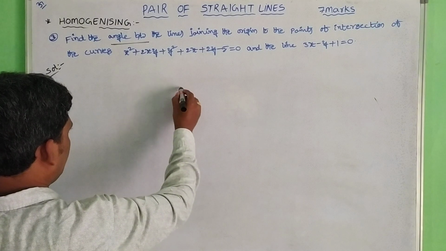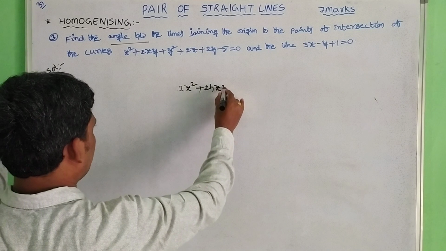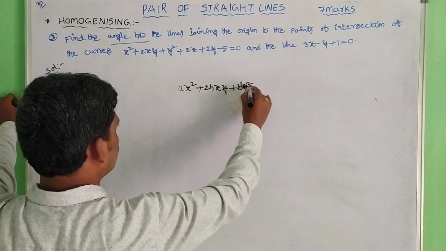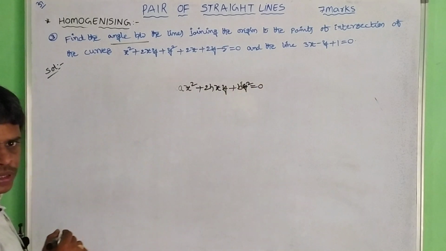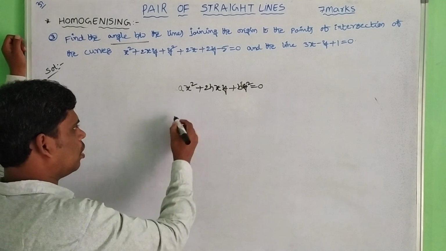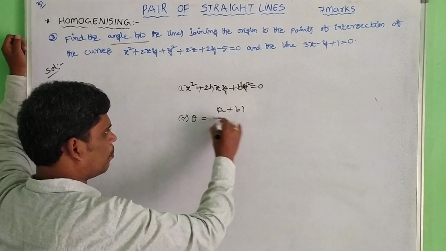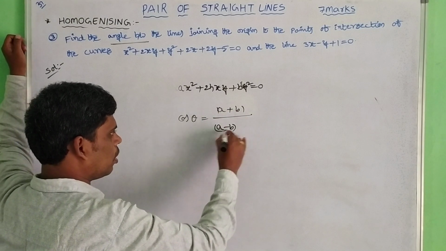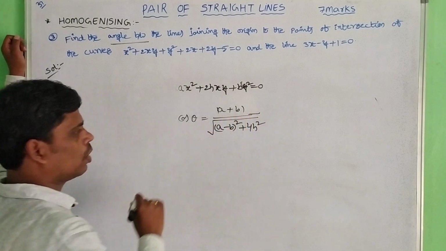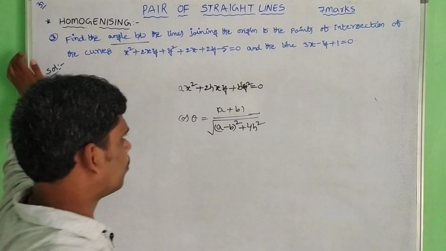What is the formula for the angle between a pair of lines? ax square plus 2hxy plus by square equals 0 is a pair of straight lines representing two lines, and the two lines also pass through the origin. The angle between the two lines: cos theta equals modulus of a plus b by root over (a minus b) whole square plus 4h square. This is the formula for the angle between the pair of lines.